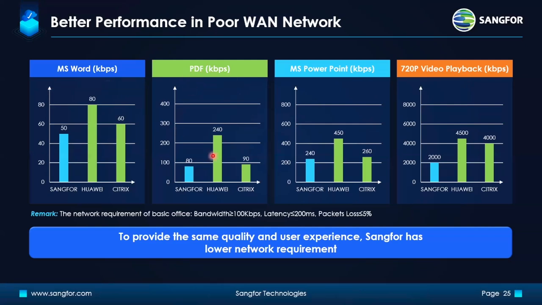While working on a PDF, we consume only 80 kbps. With MS PowerPoint, because PowerPoint has much more visualization and graphics, we support around 240 kbps, while Huawei and Citrix use more, like 260 and 450. Comparing video playback, you can see we use 2000 kbps, and Huawei and Citrix use more than 4000 kbps.